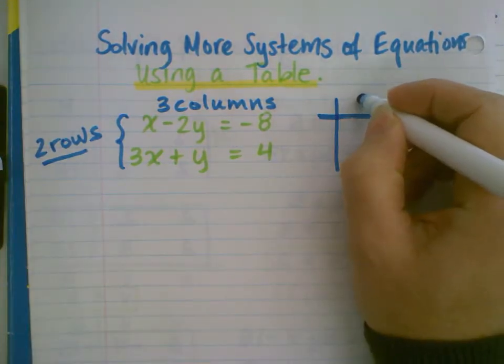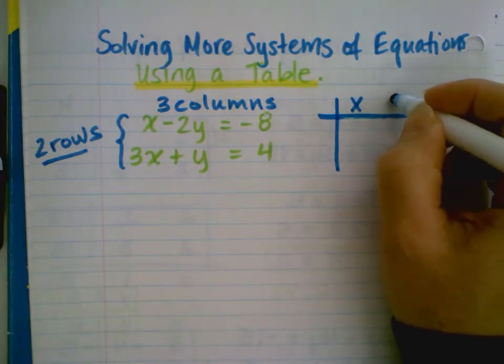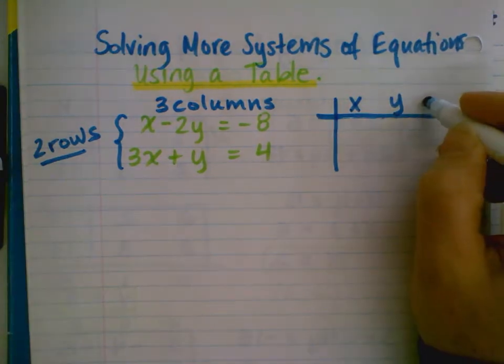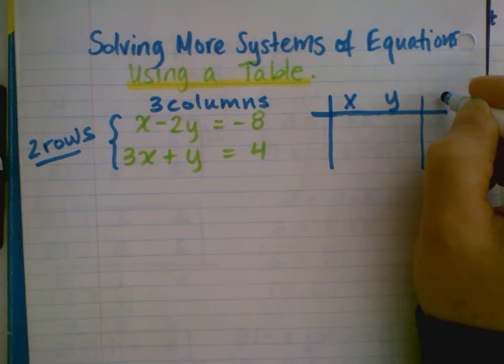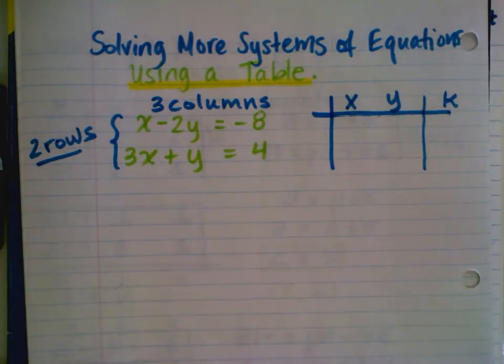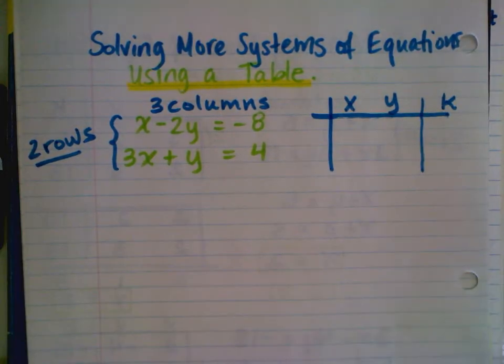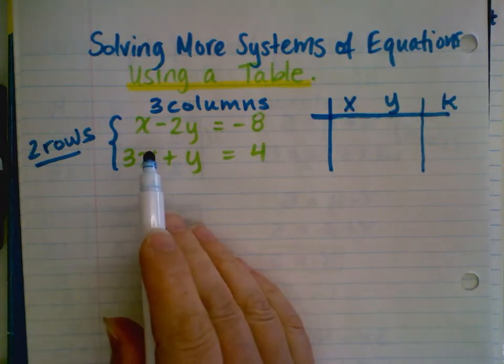In my table, I will have a column for the x terms, a column for the y terms. I'm going to have a little bar for the equality sign, and then my constant, which I will use the letter k for. That selection of k is arbitrary. I could have chosen any other letter of the alphabet that wasn't x and y. It's just a placeholder.